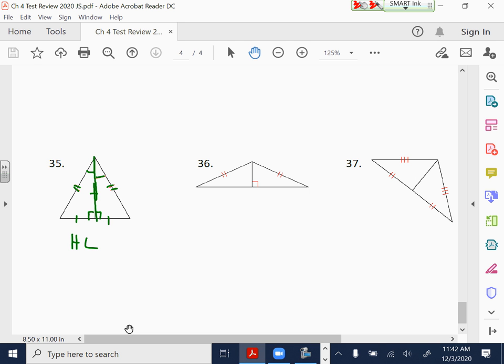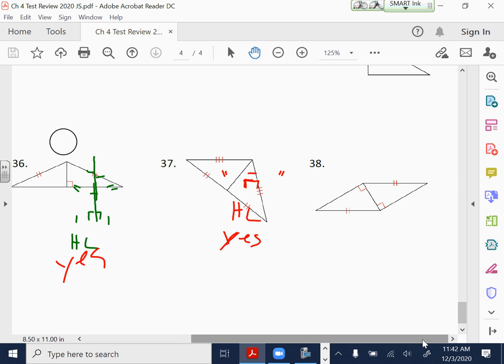36, they're right triangles. Again, we have a hypotenuse. The leg is reflexive. Technically, they didn't label the other one as the right triangle, but obviously, if this is 90 degrees, this one also has to be 90 degrees. That one's yes by hypotenuse leg. Guess this should be yes too, sorry.